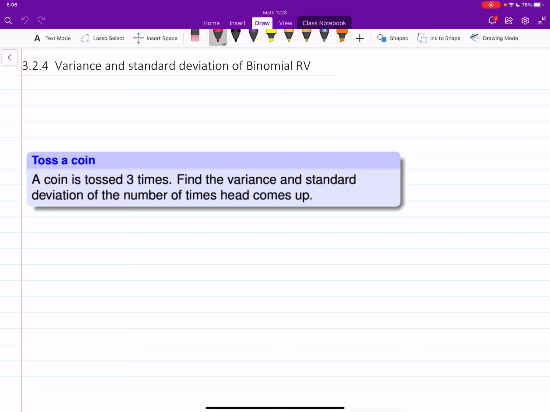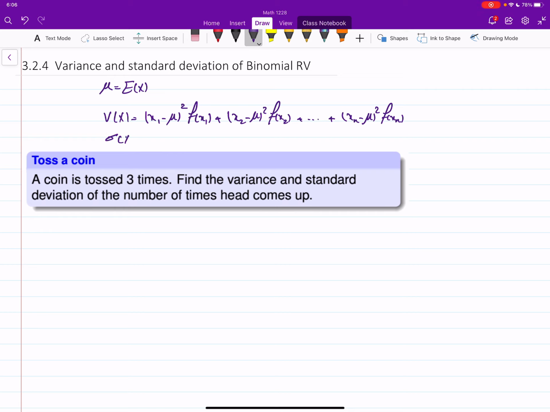Hello everyone. In this video, we will learn about a formula for variance and standard deviation of binomial random variables. Recall that when we have a random variable, we find E[X], which is the mean, and then for variance, we find the difference of each value from mu, square it, and then multiply by the PDF at that point: (x1 - mu)^2 f(x1) + (x2 - mu)^2 f(x2) and up to (xn - mu)^2 f(xn). Then the standard deviation of X is just the positive square root of the variance.